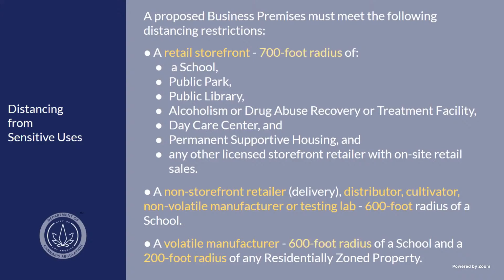For the non-storefront retailer activities, whether it's delivery, distribution, cultivation, non-volatile manufacturing, or testing labs, you just have to be outside of a 600-foot radius of a school. And then we haven't accepted any volatile manufacturing applications, but when they get submitted, they'll have to be outside of a 600-foot radius of a school and a 200-foot radius of any residentially zoned parcel.